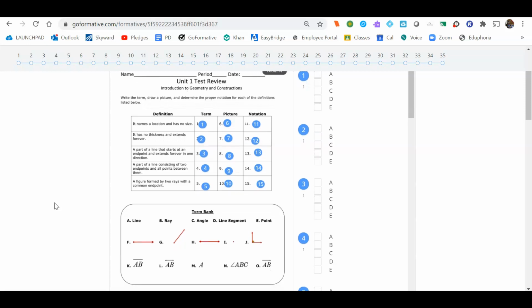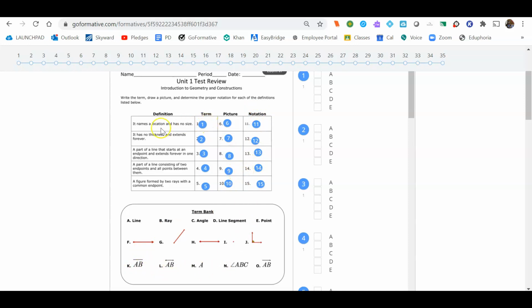So on this first page, it's a bunch of matching. The first 5 terms are A, B, C, D, E. The pictures, 6 through 10, are either F, G, H, I, or J. And then the notation is 11 through 15. It's either K, L, M, N, or O. So all we're going to do is match these up.